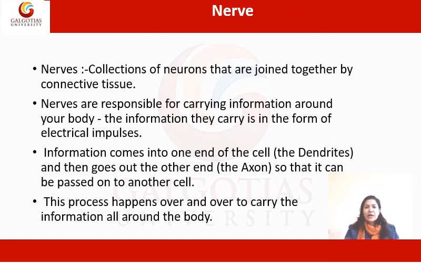Nerve. A nerve is a collection of neurons that are joined together by connective tissue. Nerves are responsible for carrying information around your body. The information they carry is in the form of electrical impulses. Information comes into one end of the cell, called the dendrites, and then goes out the other end, called the axon, so that it can be passed to another cell. This process happens over and over to carry the information around the body.